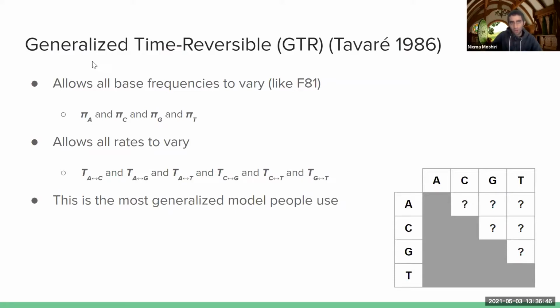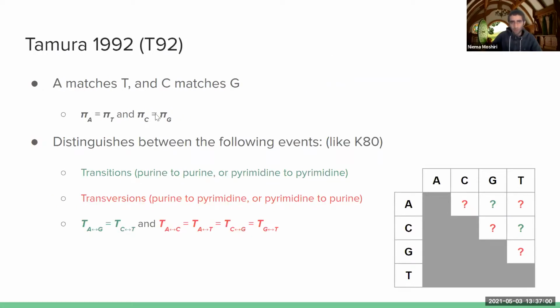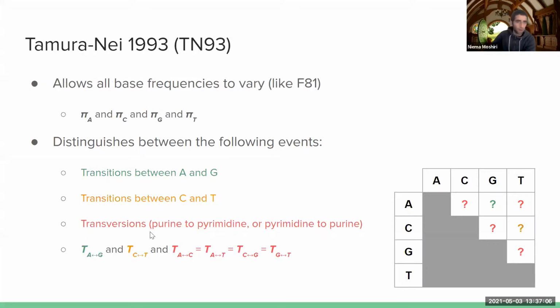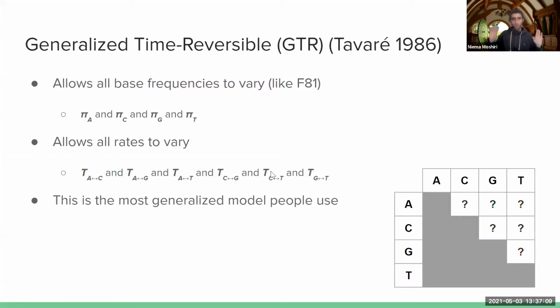The last one is the generalized time-reversible or GTR model, which is the most generalized evolutionary model out of everything I talked about. Basically, all of those other ones were forcing some things to be equal, right? At least some pair of items was forced to be equal for all of the models I showed you before. This one is the most generalized. Every single one of these values, the probability of A, the probability of C, the probability of G, the probability of T, and all 6 of these rates are allowed to be whatever you want them to be. So ideally, this is the most generalized model people use.